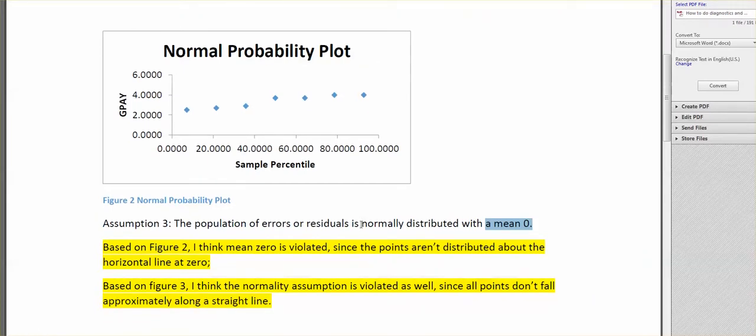So how can we test the normal distribution in assumption 3? We will use the plot called the normal probability plot. So pay attention to the name of this plot, called a normal probability plot.